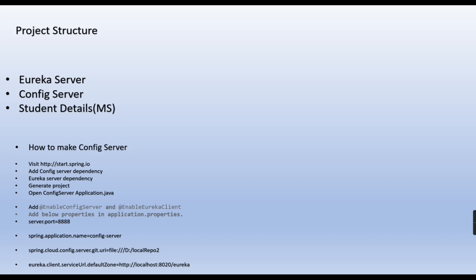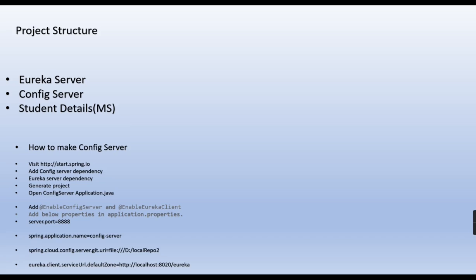So these are the steps. Exactly, I am going to implement these steps. So what are these steps? For configuring config server, we need to visit start.spring.io, and there we need to add the config server dependency, and one more dependency also we need to add, that is the Eureka server dependency. Once those two dependencies are added, you can generate the project.